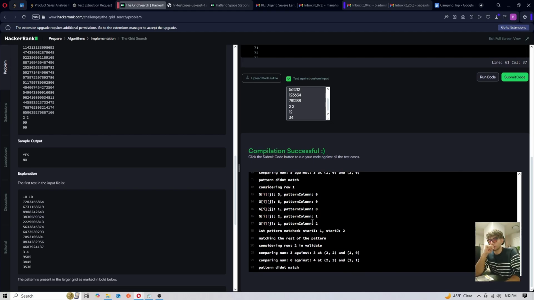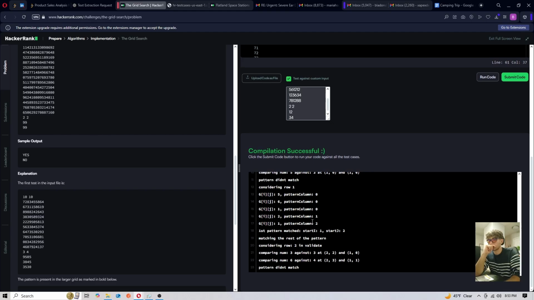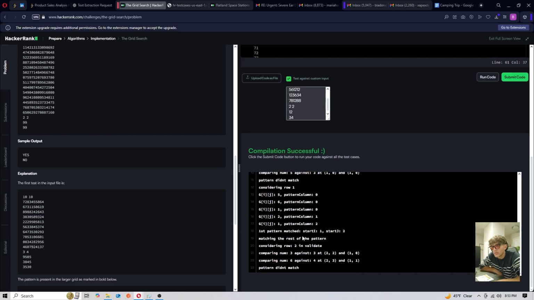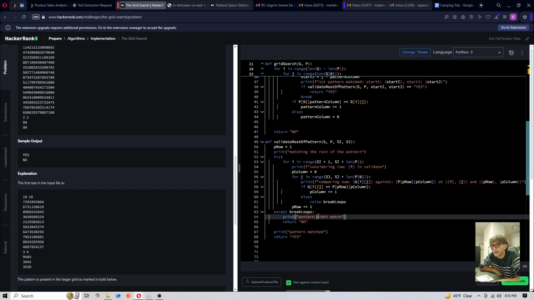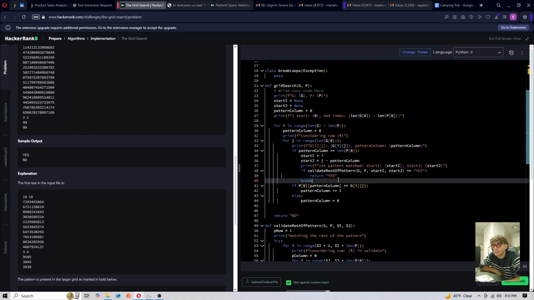Matching the rest of the pattern, considering row 2 and validate. Comparing 3 against 3. Where does 3 come from? Why is it comparing 3 against 3? I guess it is 3. 3 and 6, is that right? It is. Pattern didn't match. Where does it say that at? Pattern didn't match, return no. When it returns no, it breaks this loop. That's one of the issues.